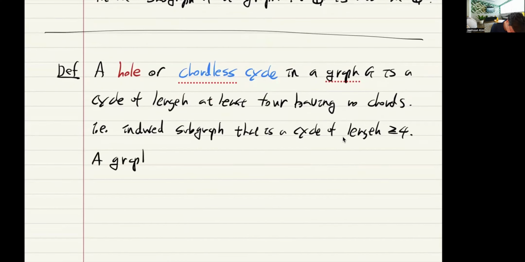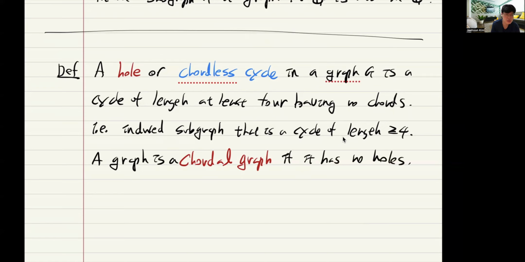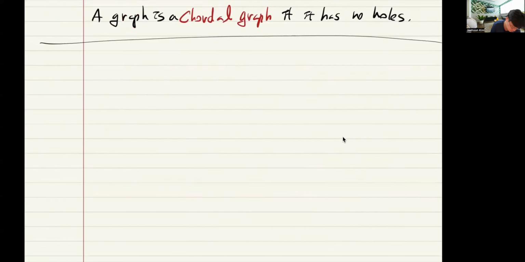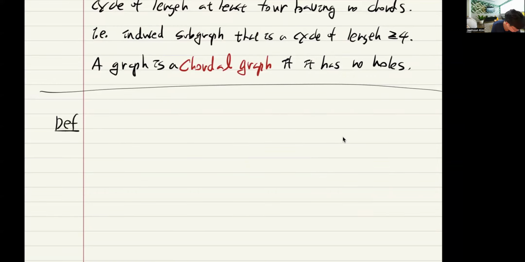And we say a graph is chordal, a chordal graph, if it has no holes. So if a graph has no chordless cycles at all, then we say that this is a chordal graph. And there is one good way to understand the structure of chordal graphs. And in order to explain that, we define this concept.